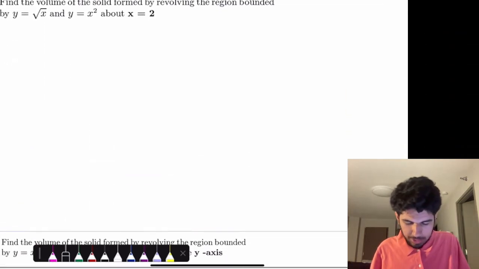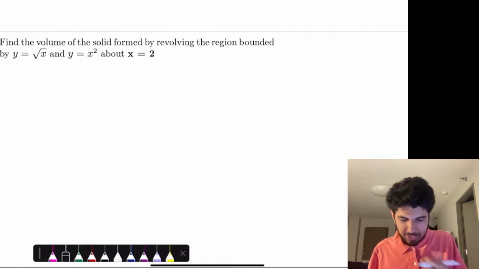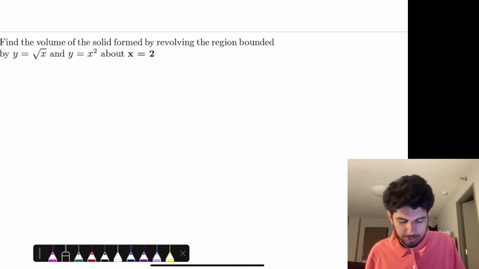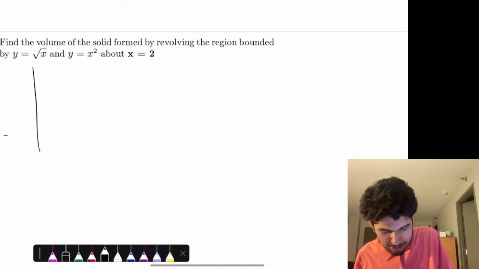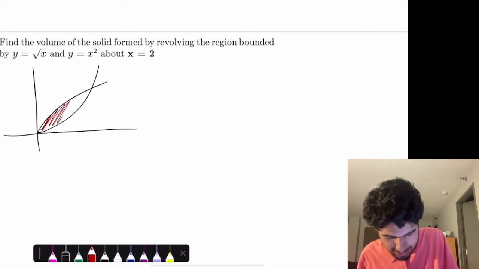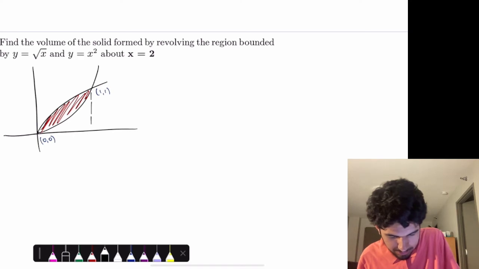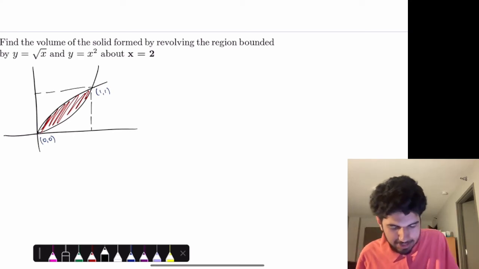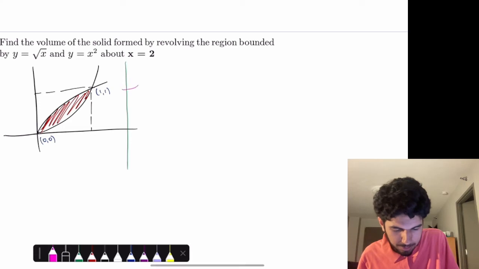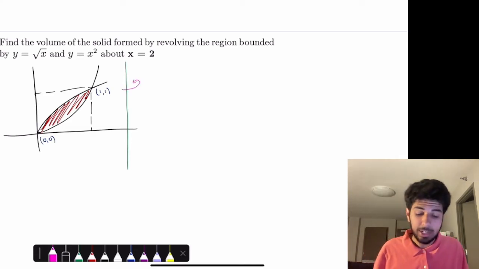Okay, got a couple more questions. So same functions now, it's just about x equals 2, so it's a vertical axis of rotation again. As always, quick sketch. Color this in red. Label our points of intersection. I'll draw this vertical line here, like containerize it, and x equals 2 is going to be this green line here. And we're revolving it about the line x equals 2.